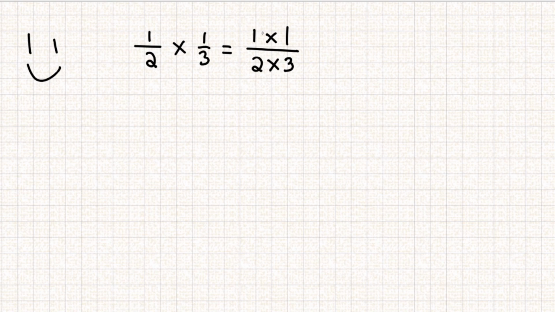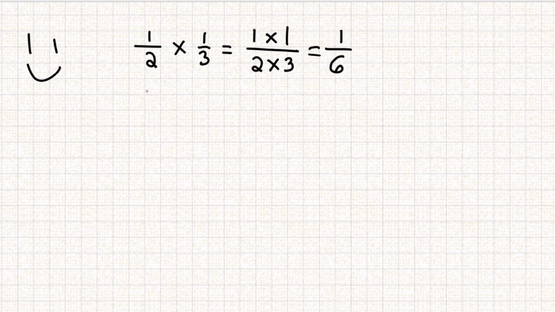And this is an equivalent expression. So 1/2 times 1/3 is the same as 1 times 1 divided by 2 times 3. So now I'm going to work out the operation. So I'm going to say 1 times 1 is 1, divided by 2 times 3 is 6.